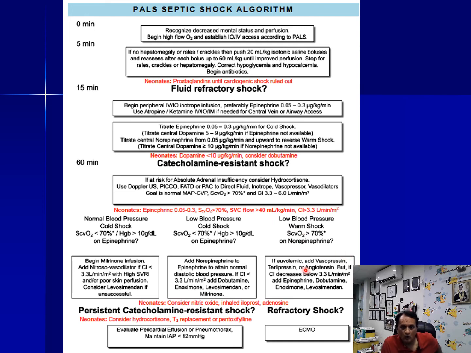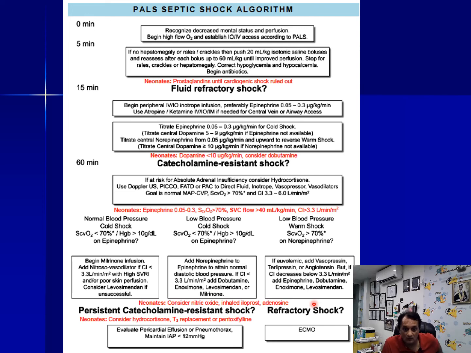But in a warm shock patient where you already have low blood pressure, mixed venous saturation is more than 70, and you are already on norepinephrine or epinephrine, then maybe in these patients you can try vasopressin, but keep an eye on the side effects of these drugs.